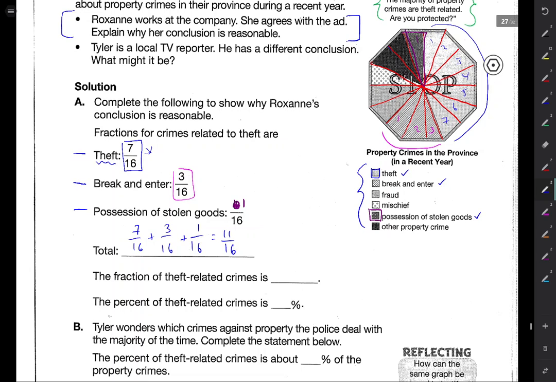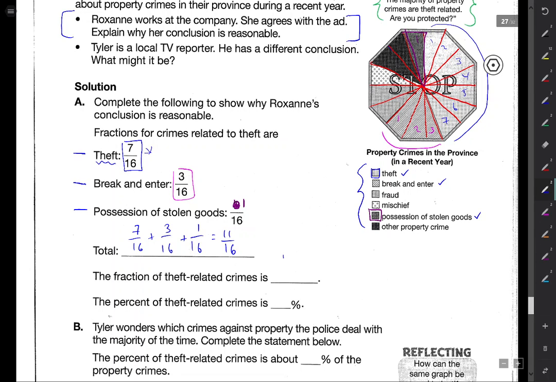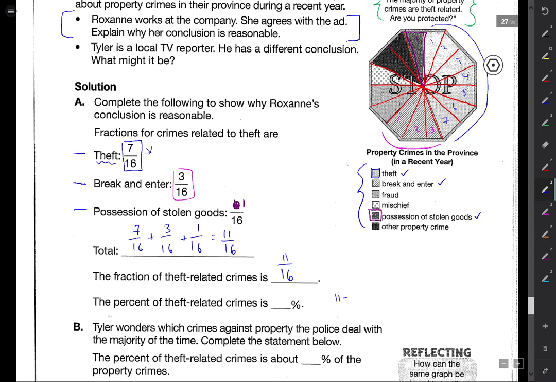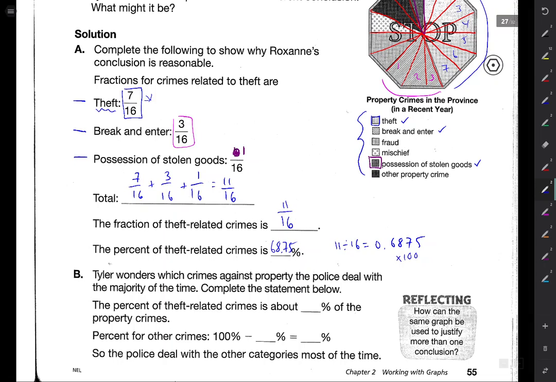So the fraction of theft-related crimes is 11/16. Or in other words, if we convert that to a decimal, we're going to do 11 divided by 16 in our calculator. 11 divided by 16 equals 0.6875. And if we multiply that number by 100, we will get our percent, which would be 68.75%.